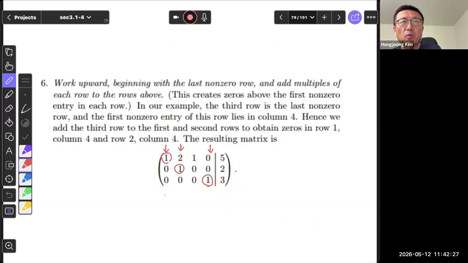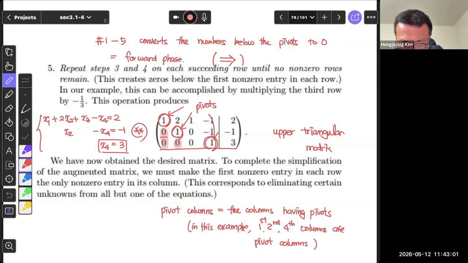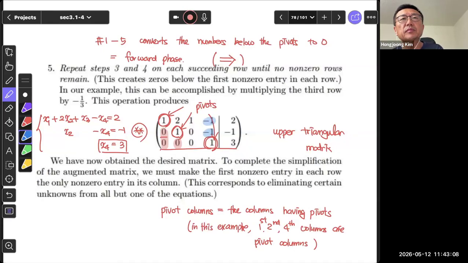Now in step 6, I want to consider the entries above the pivots, and in that case, beginning with the last non-zero row, which is the third row in this case, add multiples of each row to the rows above, to change these two negative ones to 0, meaning I perform the replacement operation again, type 3 operation.